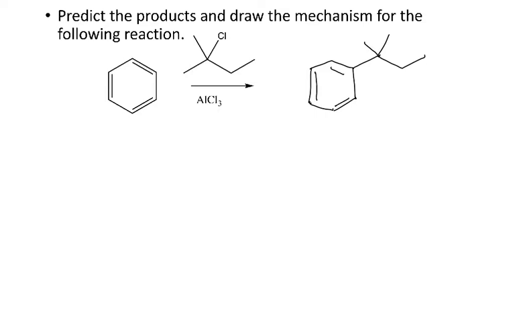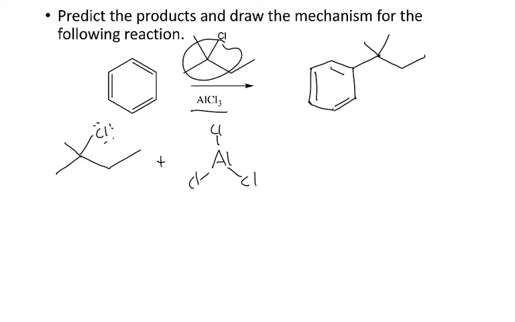All right, so for the mechanism, the first thing I need to do is show how I'm going to activate this alkyl halide with the Lewis acid. And so for that first part, the chlorine on my alkyl halide is going to act like a Lewis base. The AlCl3 is going to be a Lewis acid.